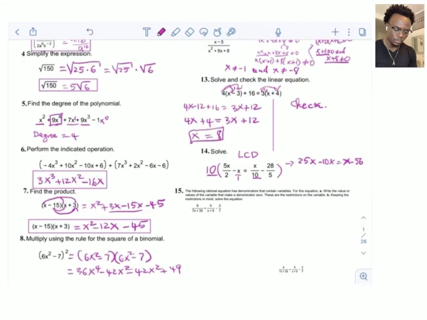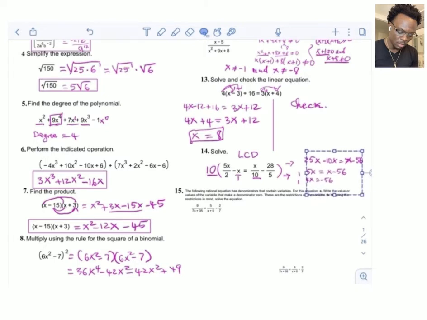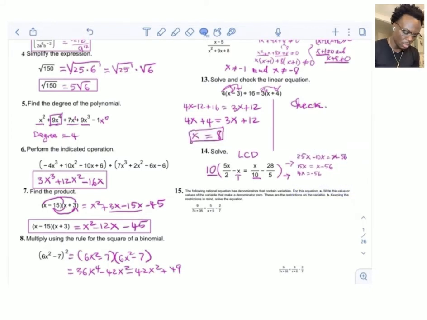So combine the terms, that's going to be 15x equals x minus 56. Subtract x on both sides, so 14x equals negative 56. Divide both sides by 14. So we get x equals negative 4.